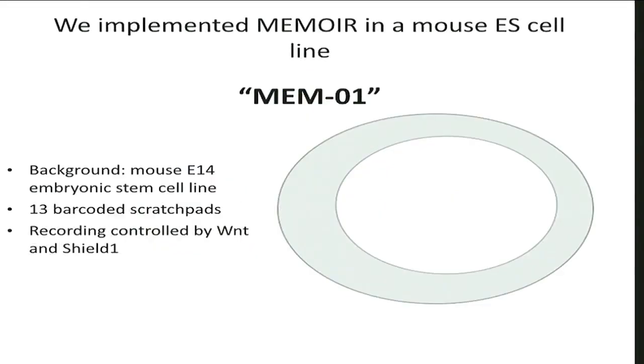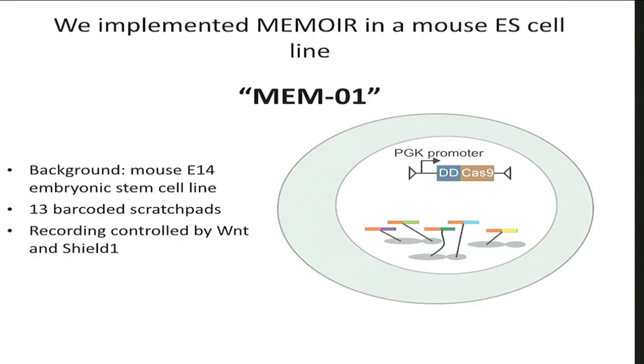Okay, so we wanted to build a cell line that would actually do this. So we started with mouse embryonic stem cells, and we have a cell line we call MEMOIR. It's our first MEMOIR cell line. It's this E14 ES line background. And into this we put 13 of these scratch pads. So we put them in by piggyBac. They're scattered all over the genome in this implementation, although they don't have to be.